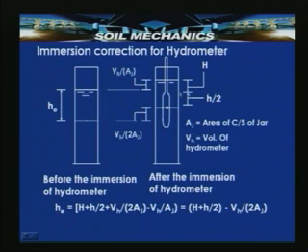So H is the height from the stem to the top surface, and H by 2 is the height from the CG to the neck of the bulb. This is before immersion of the hydrometer, and this is after immersion of the hydrometer. Now He can be written as H plus H by 2 plus VH by 2 Aj minus VH by Aj, that is nothing but H plus H by 2 minus VH by 2 Aj. This is after simplification.